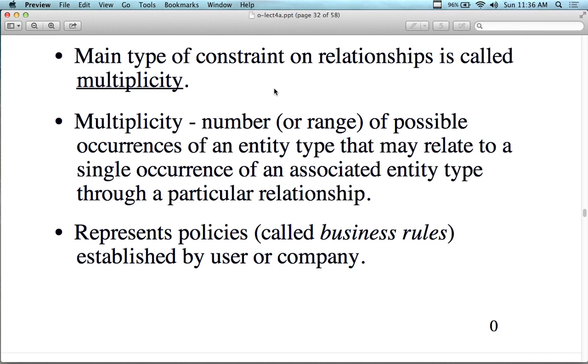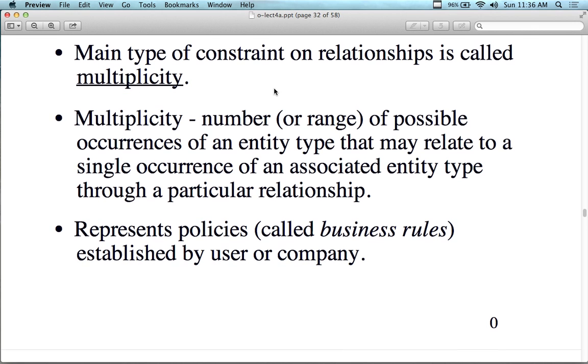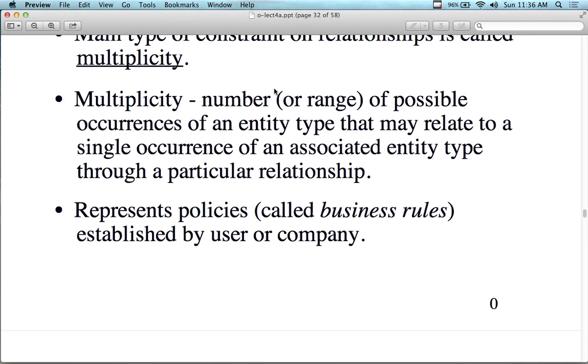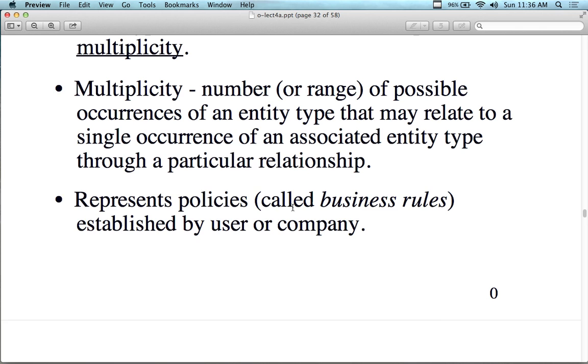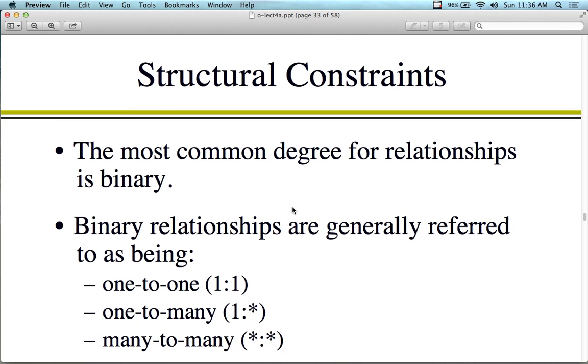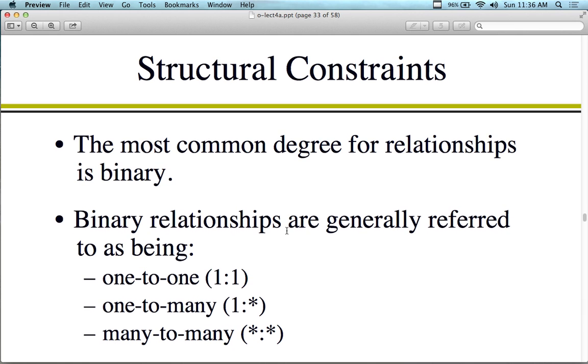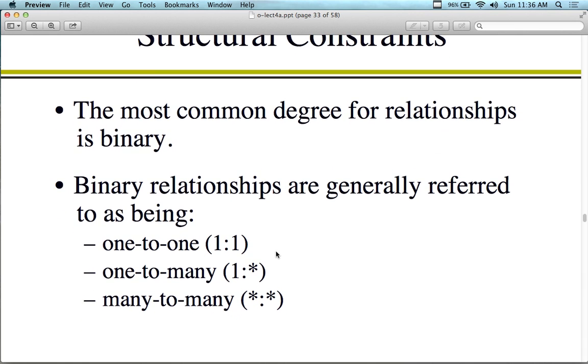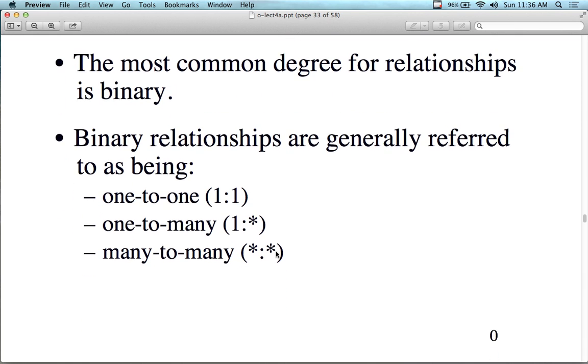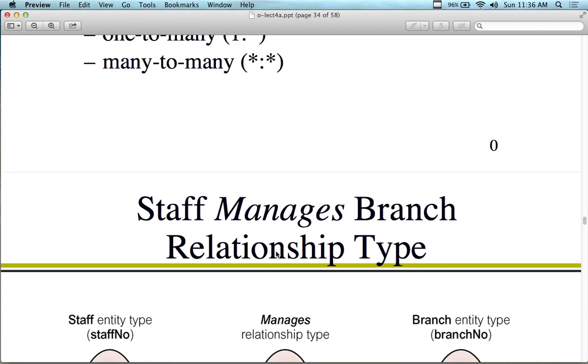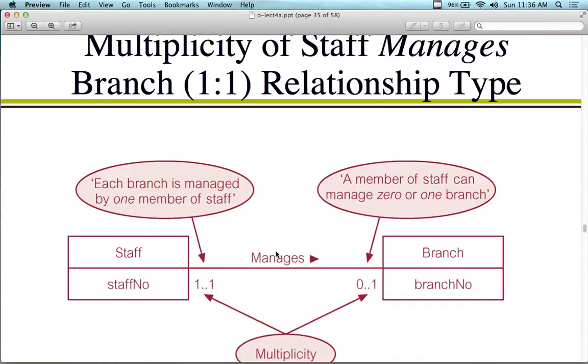Multiplicity, the number or the range of possible occurrences of an entity type that may relate to a single occurrence of an associated entity type through a particular relationship. A single occurrence, or more than a single occurrence. You can have a many-to-many. It represents policies or business rules established by the user or the company. We have structural constraints that are also referred to as structural constraints. The most common degree of relationships is the one-to-one. We could have binary relationships with one-to-many, many-to-many, many-to-one, with different relationship associations.